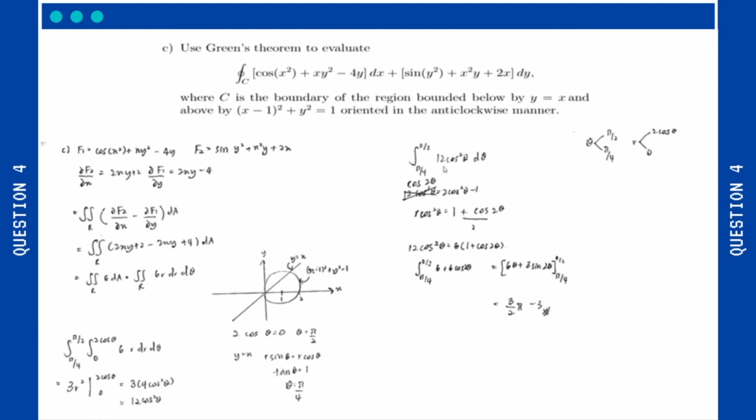First, we can simplify this: 12 cos squared theta is actually 6 times 1 plus cos 2 theta. So the integration of 6 plus 6 cos 2 theta gives 6 theta plus 3 sin 2 theta, and we plug in the value of theta, which is from pi over 4 to pi over 2, and we will get 3 over 2 pi minus 3.